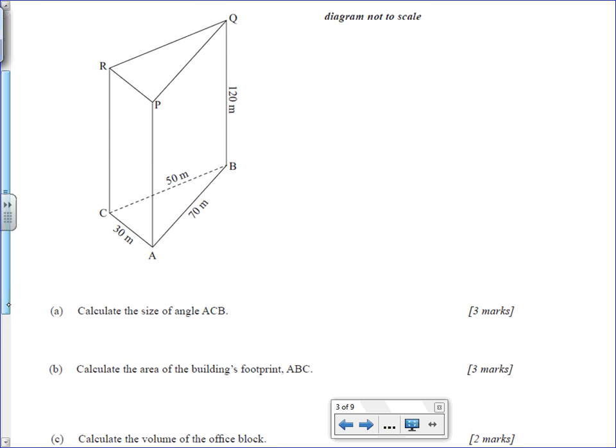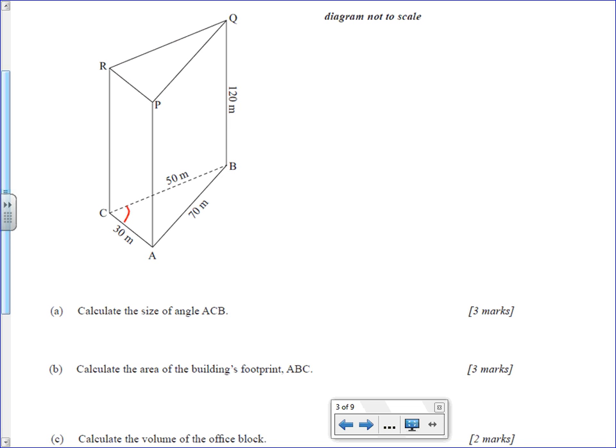First thing it wants us to do is calculate the size of angle ACB, and that's down here. It is not a right triangle. It doesn't say anywhere in the question it's a right triangle. It doesn't show you a 90-degree angle, so you cannot use sine, cosine, and tangent. You have to use either the sine rule or the cosine rule, because you can use those in a non-right triangle. Here we have three sides, which limits us to having to use the cosine rule.